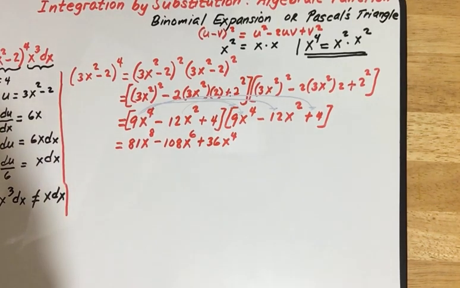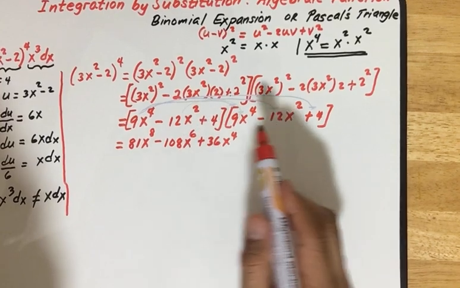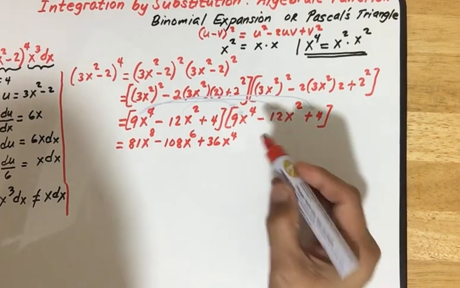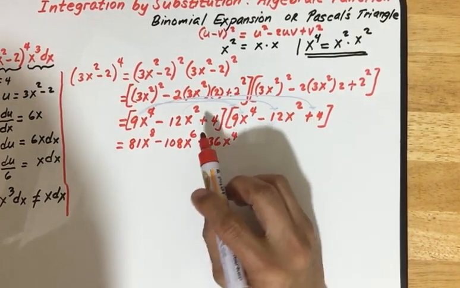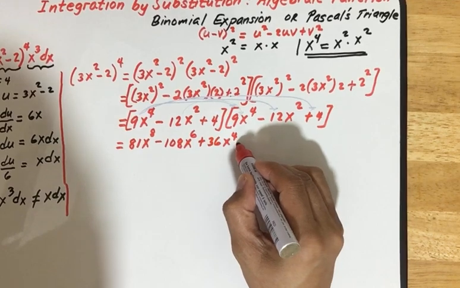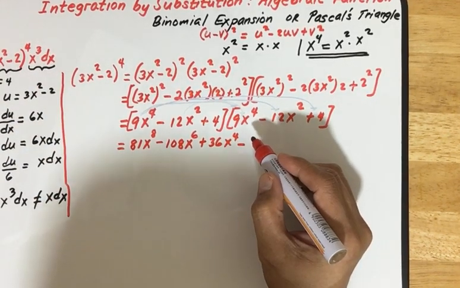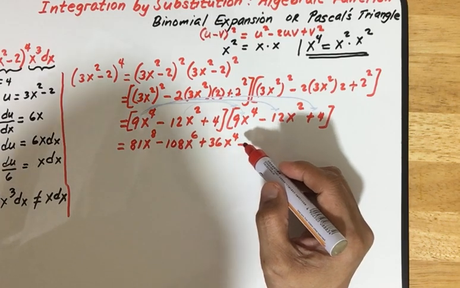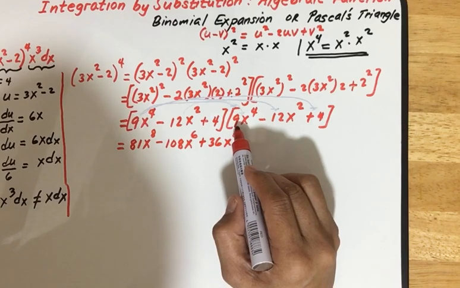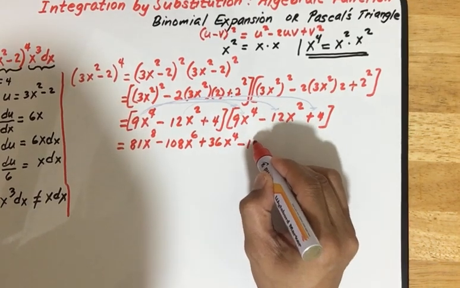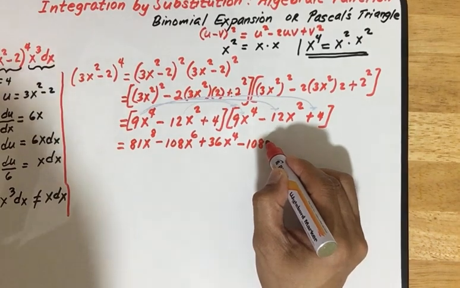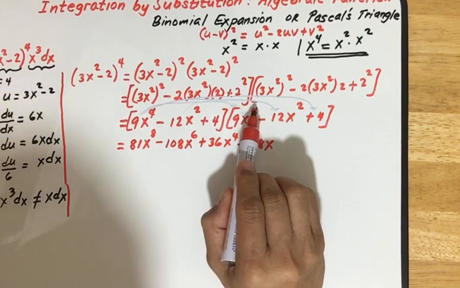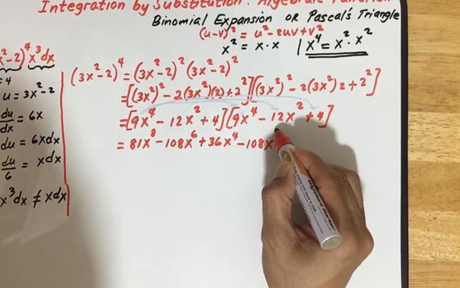So that would be 9x to the fourth, minus 12x squared multiplied by 9x to the fourth. So since this is negative and this is positive, this will be minus. 12 times 9, that is 108, no? 108 x to the, so you have x squared then x to the fourth, so that is x to the 6.